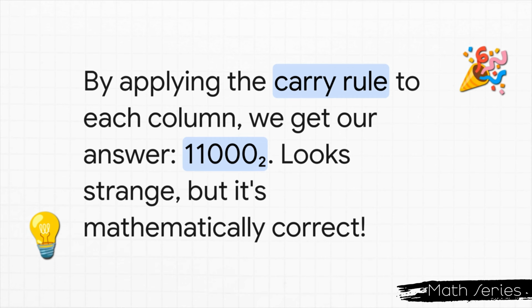Next column, 1 plus 0 plus the 1 we carried, that's 2 again, so we write 0, carry another 1. Next one, 0 plus 1 plus our carried 1, that's another 0, carry the 1. Finally on the left, 1 plus 1 plus the 1 we carried is 3, which in binary is written as 11. Put it all together, 1, 1, 0, 0, 0. It looks weird, but it's totally logical.